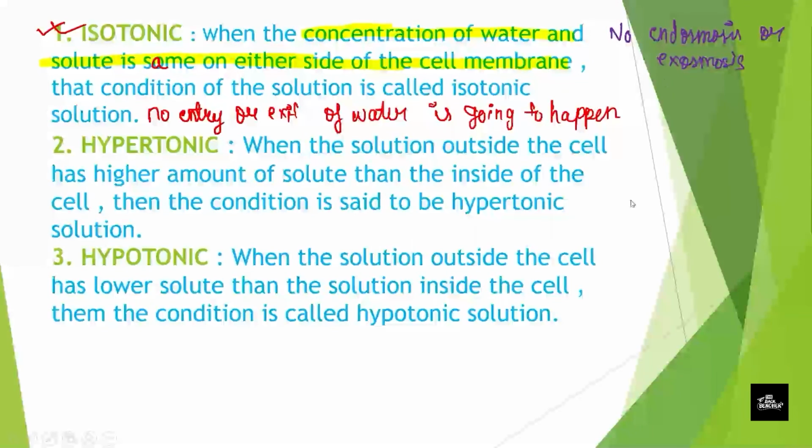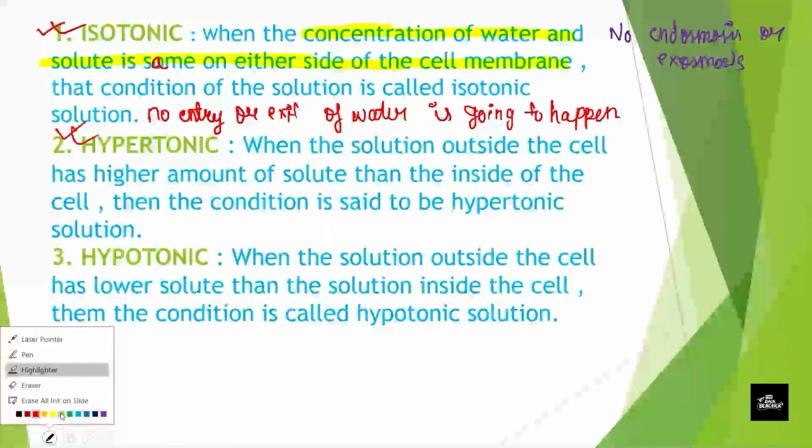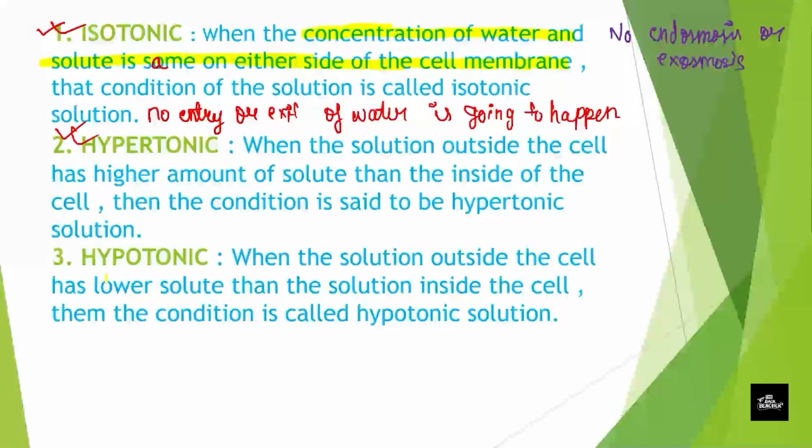Let us move on to hypertonic solution. Hypertonic solution is basically when the solution outside the cell has a higher amount of solute than the inside of the cell, then the condition of the cell is said to be hypertonic solution. That is simply what is known as hypertonic solution. Let me highlight the important words here. When the solution outside the cell has a higher amount of solute than the inside of the cell, the condition is said to be hypertonic solution.